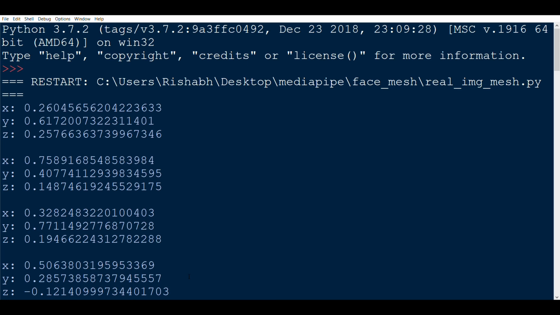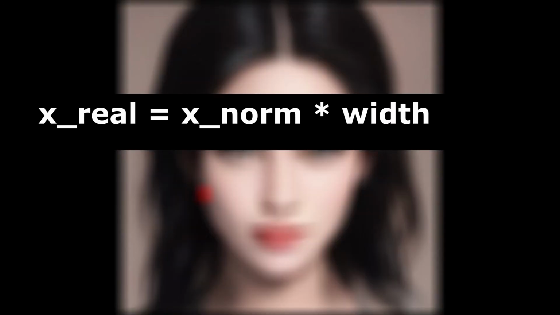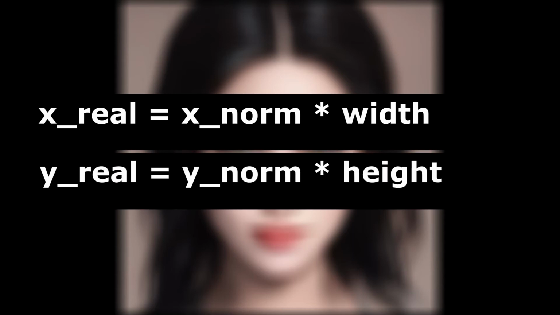What I mean by that is, let's take the first index, and the landmark it points to is this one in the image, as you can see here. The way I got the real X coordinate is by multiplying the normalized X coordinate by the width of the image, and for Y we multiply the normalized Y coordinate with the height of the image. The Z coordinate has to do with the depth and we don't need it right now.